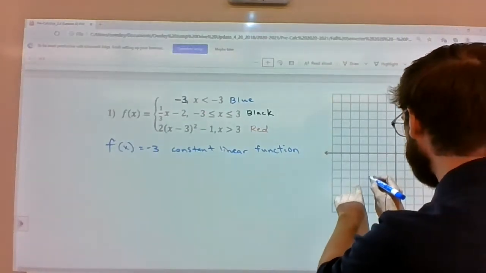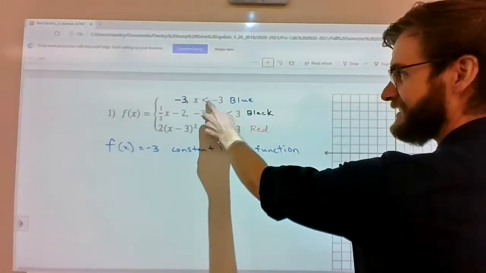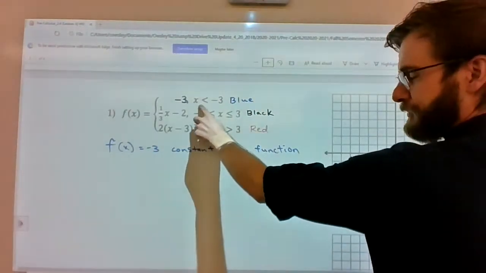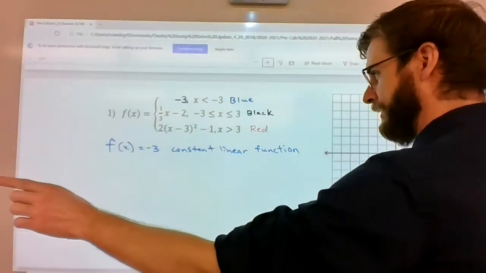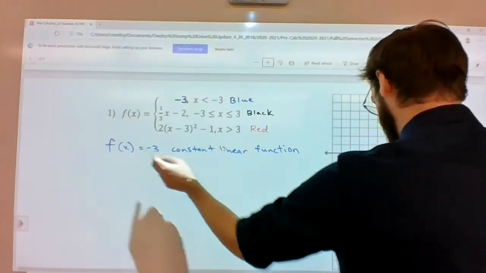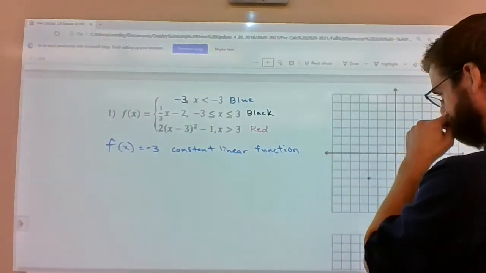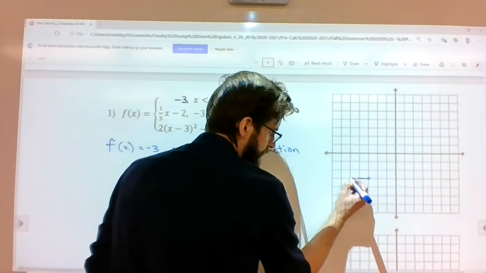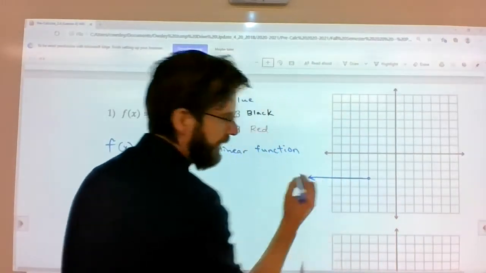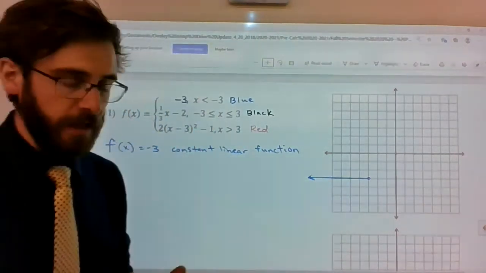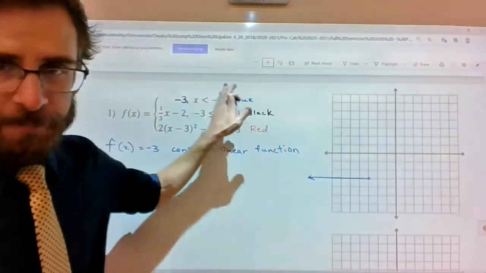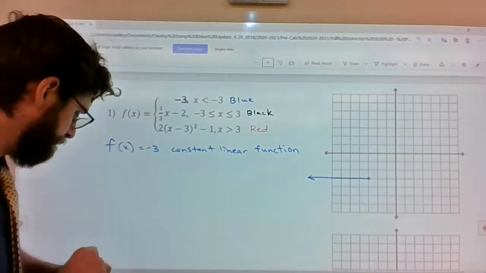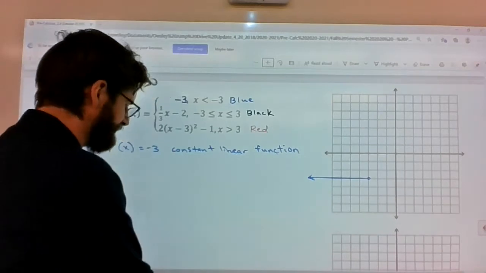I have an open circle because it says less than. It doesn't say less than or equal to. And then every x value that's smaller than negative 3 yields the y value negative 3. So it's going to be all of this, and it's going to keep going forever. I'm not going right of negative 3 because it doesn't exist to the right of negative 3. Okay, hopefully that made sense.